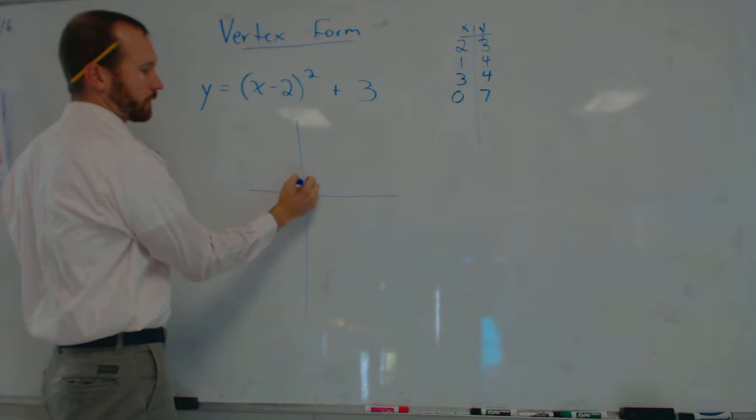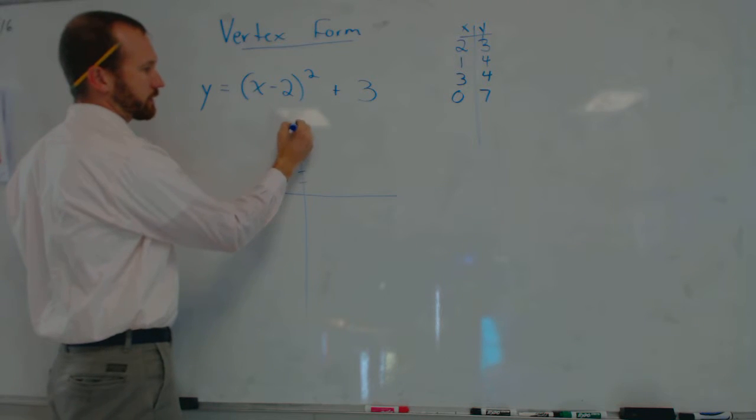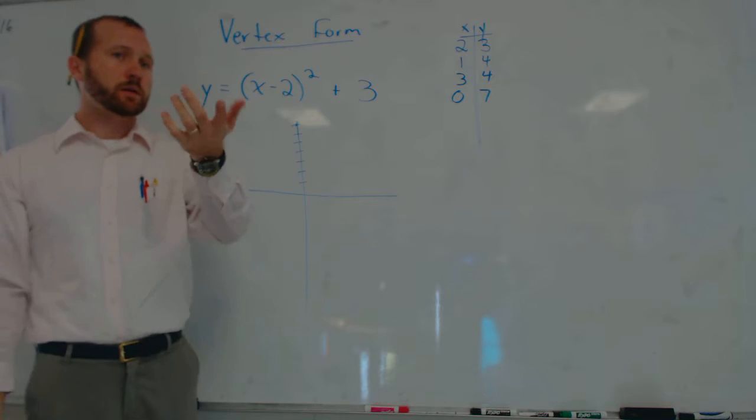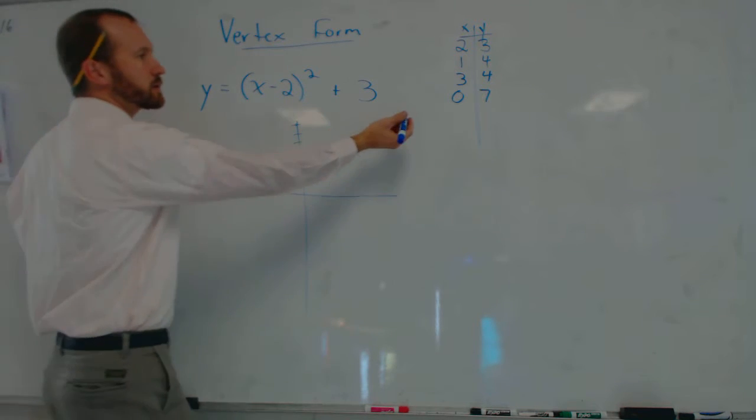Do you have to plot them all, or can you just get the vertex first, and then go over 1, up 1, over 2, up 4? Sure. Yeah, but that's where we'll get to. It doesn't matter which order I plot the points, right?